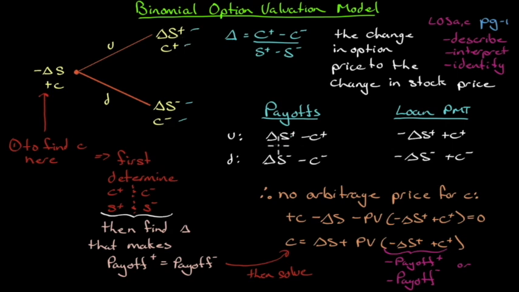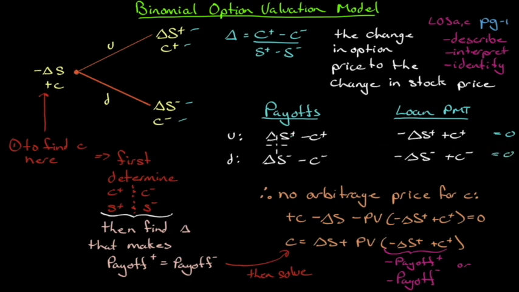So, if our payoff after an up move is ΔS⁺ − C⁺, the loan payment must be negative ΔS⁺ + C⁺, because if you net these out, they should add to 0. Again, if our payoff is ΔS⁻ − C⁻, just reverse everything here as an outflow so that when you net them out, they must equal 0.